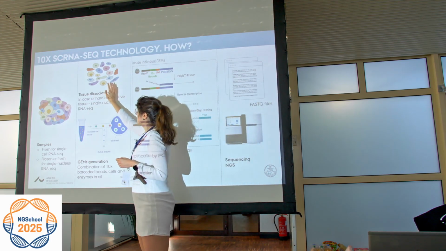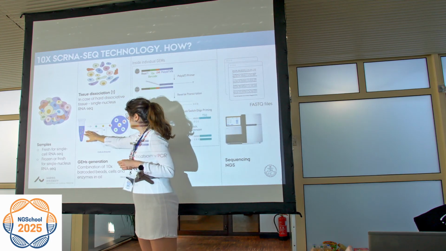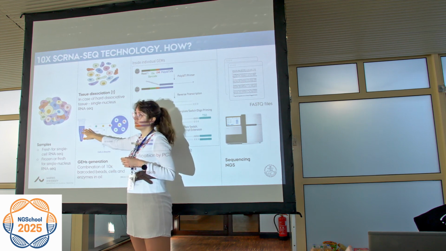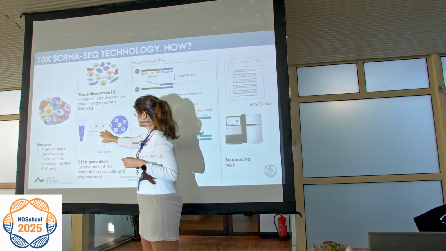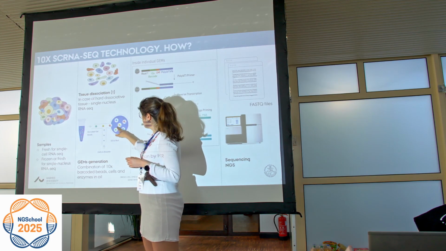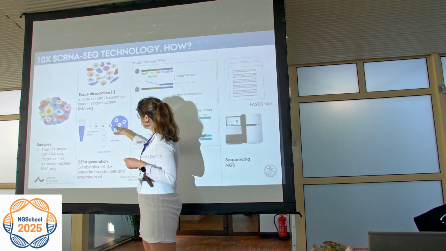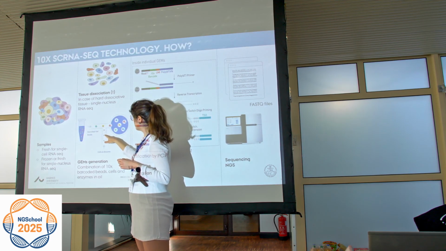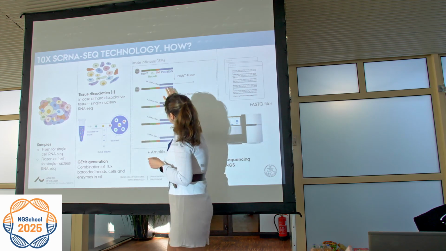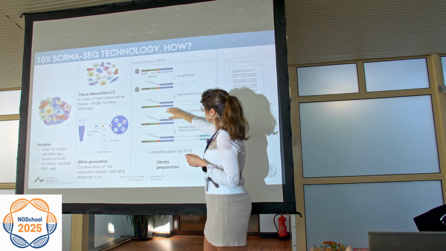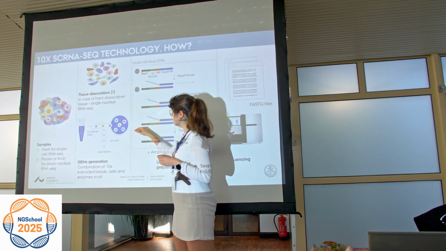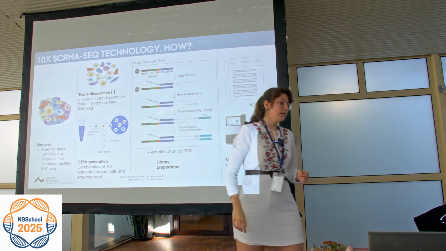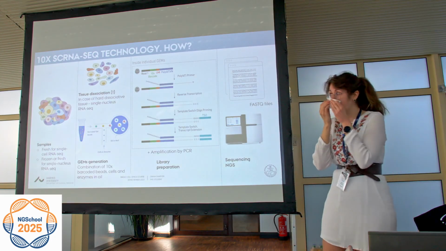Basically, you break the extracellular matrix, then these are your barcoded gel beads. You buy them from the manufacturer. Those are your cells. And that's oil. And basically the idea is that you have one bead, then you need to mix it with one cell. And this is a reaction that is going on in each individual reaction chamber.